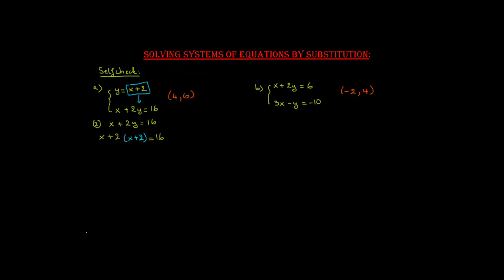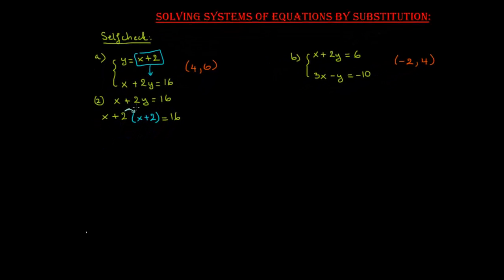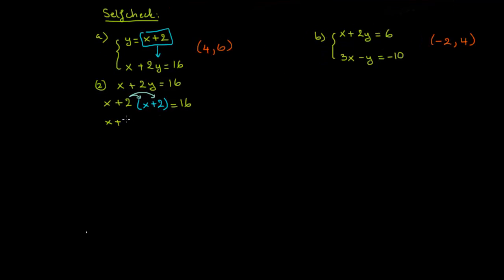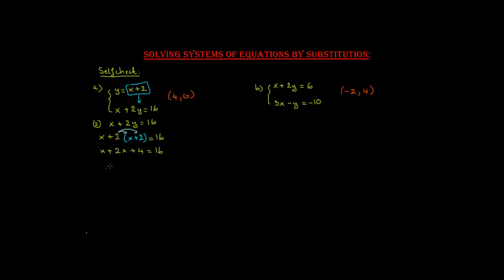Then we solve for x by distributing 2 into the parentheses. So we have x plus 2x plus 4 equals 16. Then I can keep going and combine like terms here. X plus 2x is 3x. 3x plus 4 equals 16.